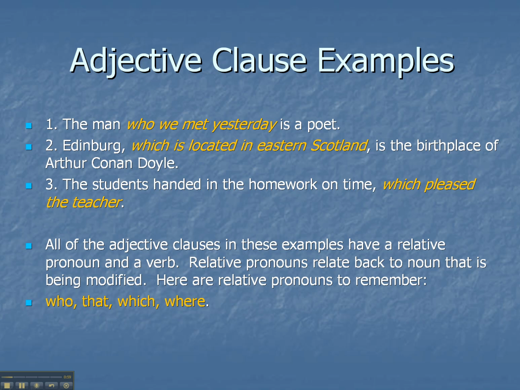All of the adjective clauses you just saw have a relative pronoun and a verb. For instance, we have who, we have which, and we have which again in number three. The relative pronouns to remember are who, that, which, and where. We'll look at a couple of these in more detail later. Let's go to the next slide.